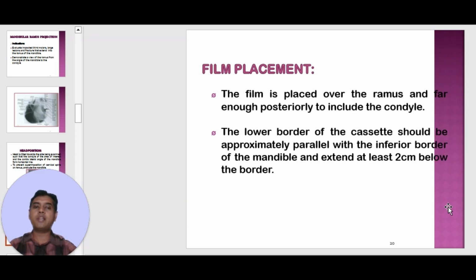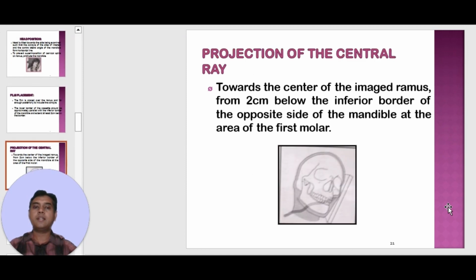The film is placed over the ramus and far enough posteriorly to include the condyle. The lower border of the cassette should be approximately parallel with the inferior border of the mandible and extend at least 2 cm below the border. Central ray is directed toward the center of the image ramus from 2 cm below the inferior border of the opposite side of the mandible at the area of first molar.